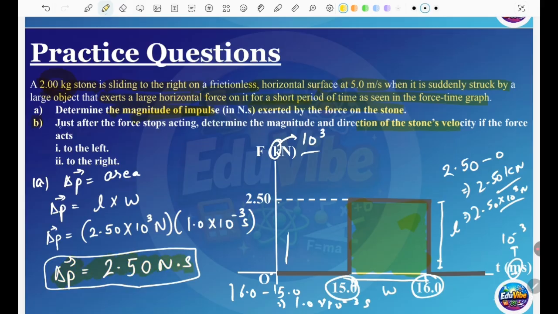So for part B, just after the force stops acting, determine the magnitude and the direction of the stone's velocity if the force acts to the left and to the right. So what does this mean, to the left and to the right? You have to find the final velocity when the force just stops, in both cases. In the first case, if the force acts to the left, you have to take this change in impulse as negative. And when it acts to the right, you take this change in momentum as positive and then find it.